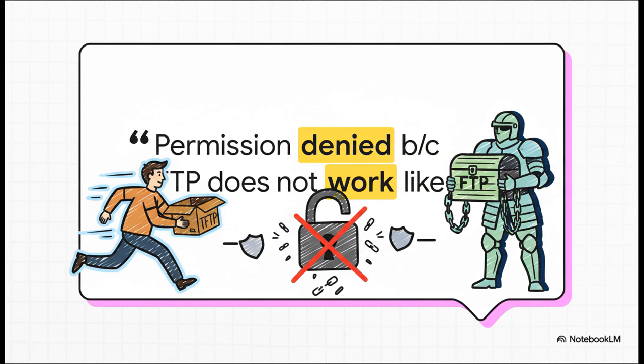And this quote from the source material just hits the nail on the head. This is the exact error you'll get if you try to use FTP like it's TFTP, if you forget to set up those credentials first. The network just slams the door shut and says, permission denied. It perfectly shows their core difference. FTP needs to know who you are. TFTP just trusts you're supposed to be there.